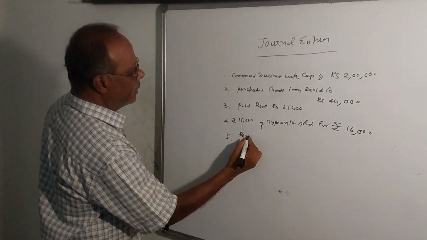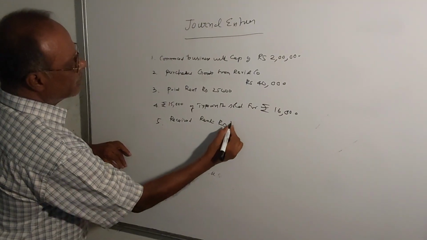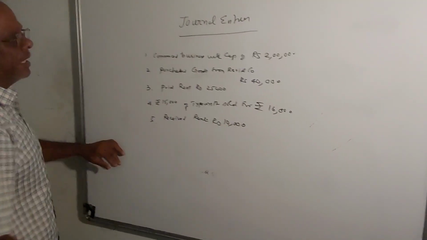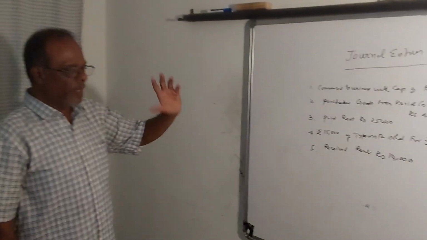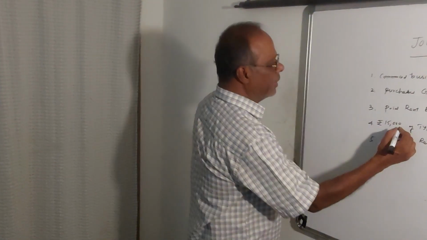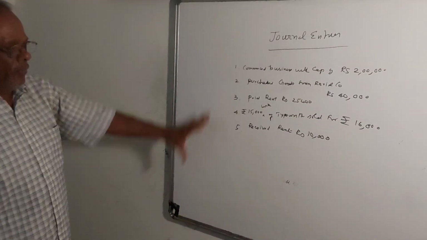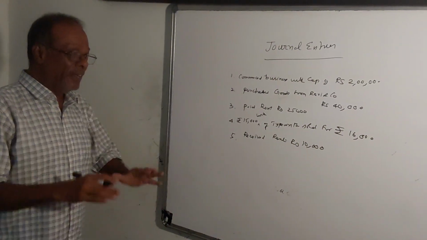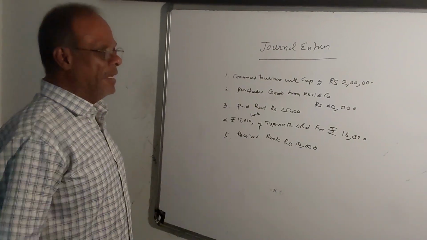Received rent, rupees 10,000. How many transactions had sir given? Sir had given 5 transactions. If I explain these 5 entries correctly, and at the same time I will bring all the types of accounts in this, so that you can understand very easily.